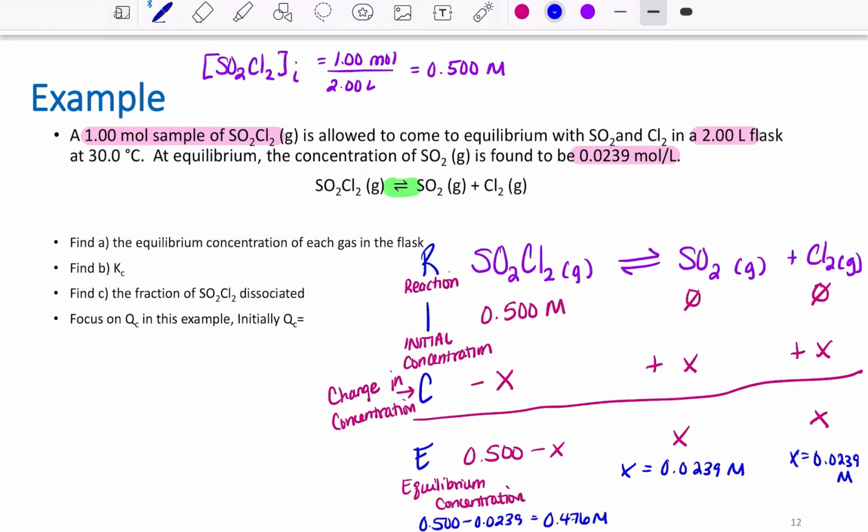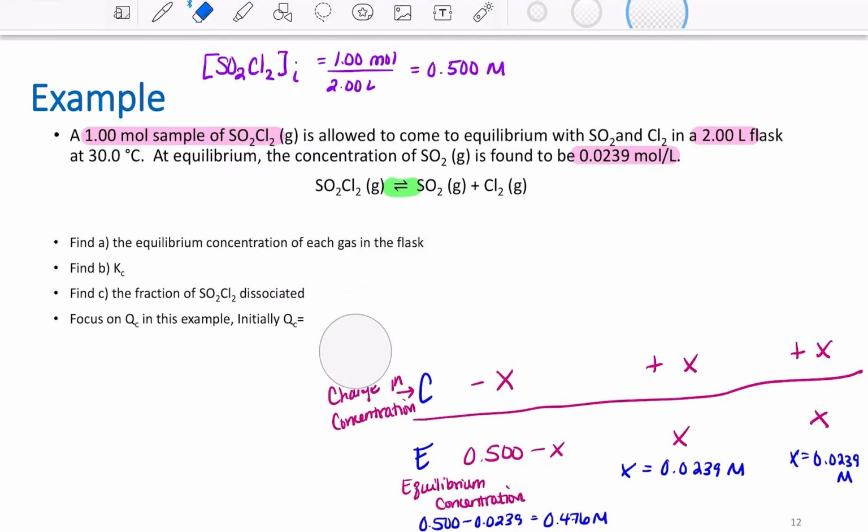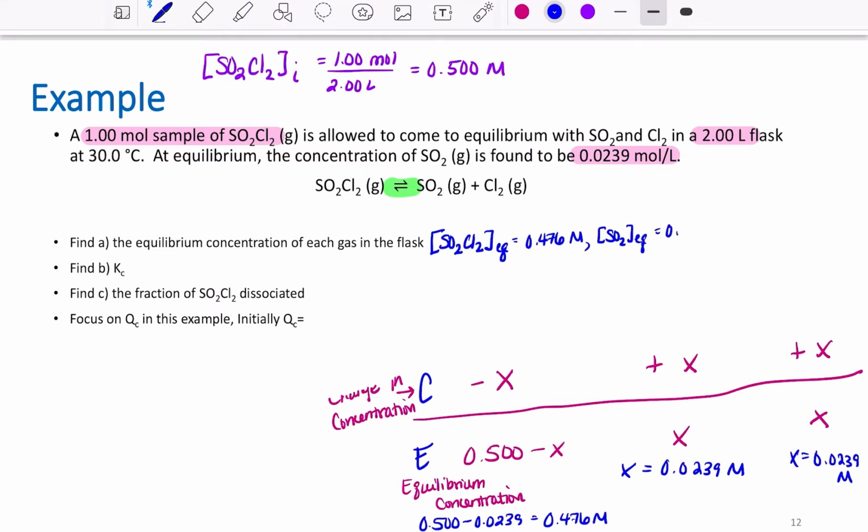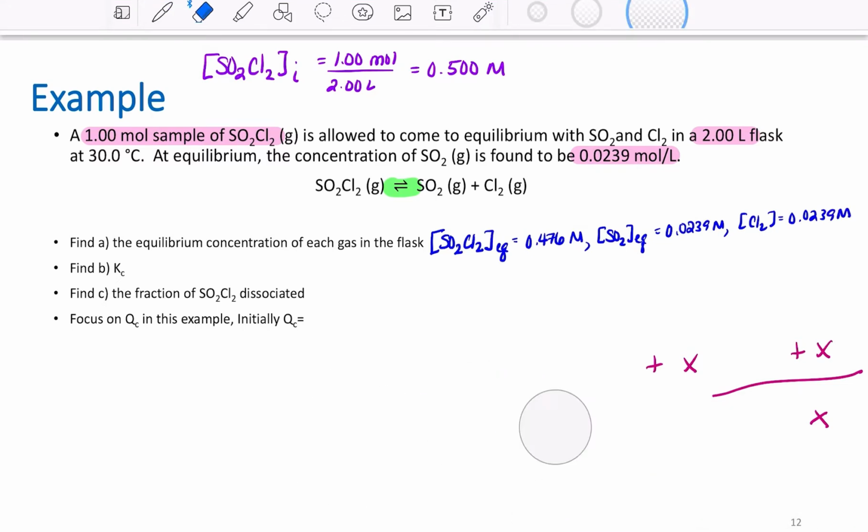So, find the equilibrium concentration of each gas in the flask. Pause if you need to write any of this down because I need to erase to write all this out. The concentration of SO2Cl2 at equilibrium is 0.476 molar. Concentration of SO2 at equilibrium, 0.0239 molar, and the concentration of Cl2 is also 0.0239 molar. So I've answered the first part of the question.